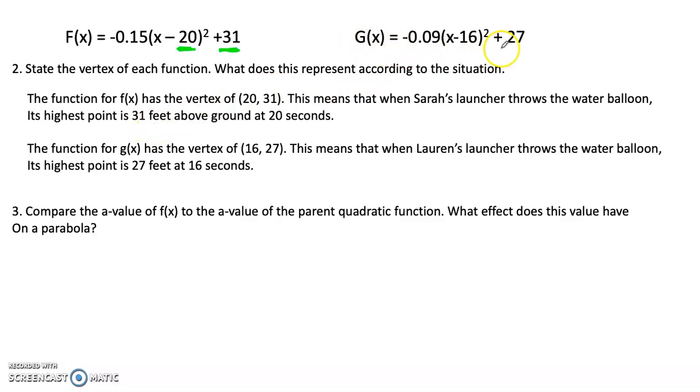Same thing for my g of x. So here's my h, here's my k. I'm pulling out these values. I see a negative in there. I'm just pulling out the value of h, which is 16. So my vertex is 16, 27. This means that with Lauren's launcher, that water balloon gets thrown and its highest point is at 27 feet above ground, and it takes 16 seconds to get there.